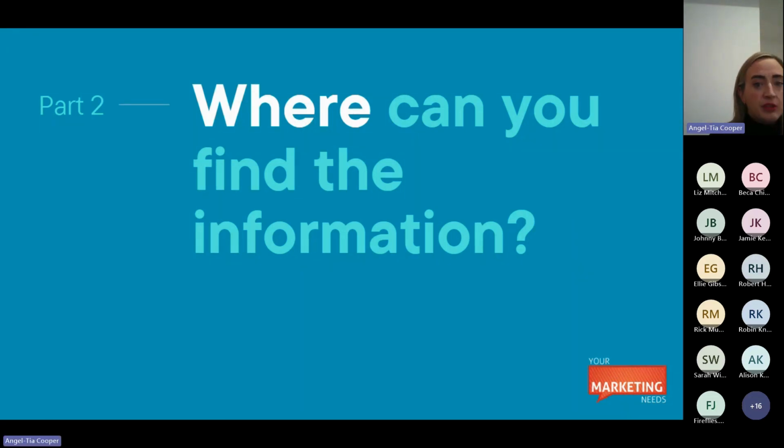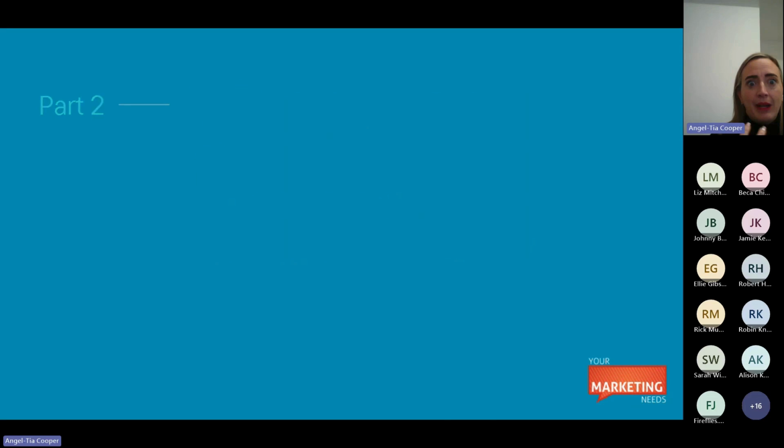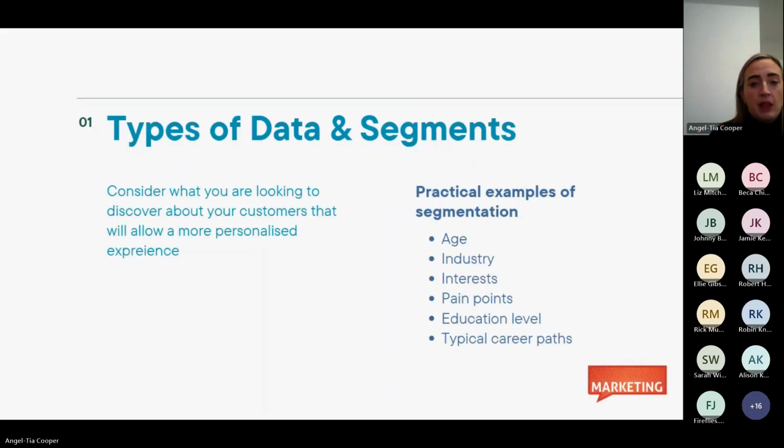Okay, so when it comes to finding that information about that customer to build your avatar, there are lots of places that you can start to look and things to consider. The first thing that you need to consider is the types of data and the segments that you are planning to use. So what is it you're trying to discover about your customers that will allow you to make a more personalized experience for them?